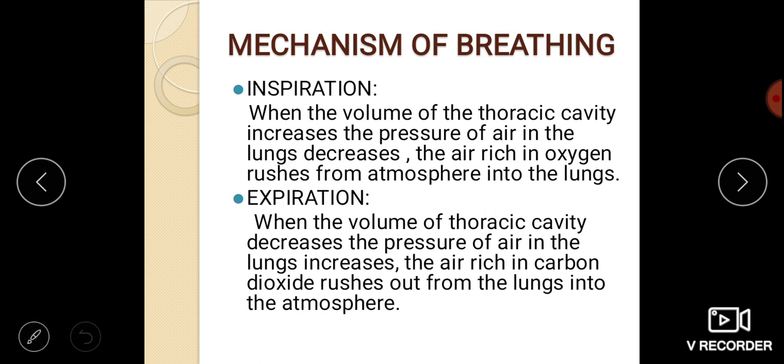This movement of the thoracic cavity, especially the volume, depends on the contraction and relaxation of the muscles of the ribs as well as the diaphragm.